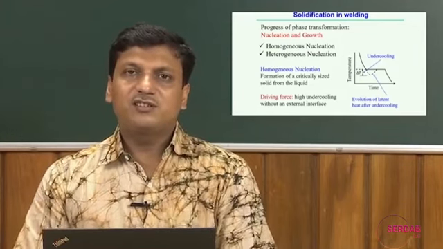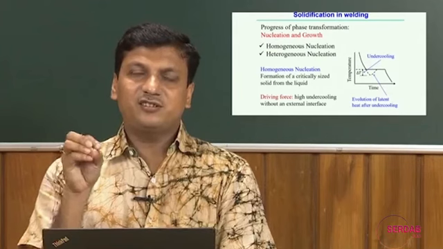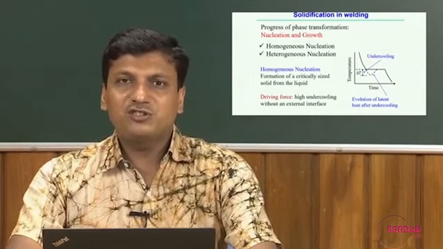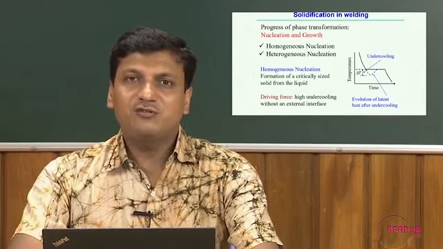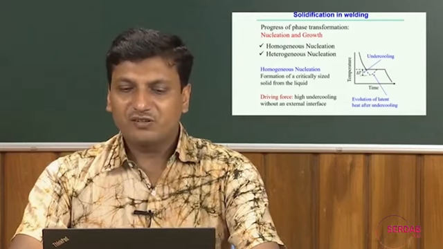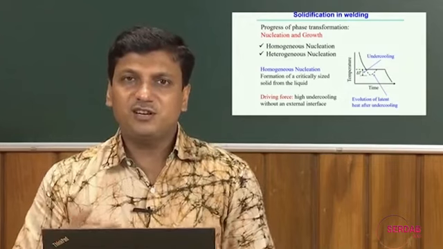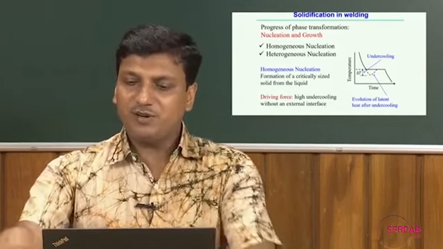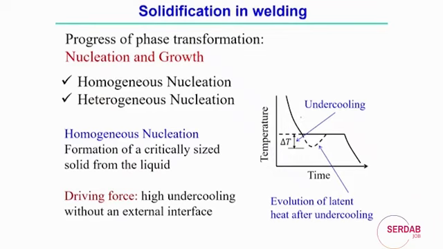Homogeneous nucleation starts with the formation of a critically sized solid from the liquid. The driving force for homogeneous nucleation is basically the undercooling, a high amount of undercooling without any external interface. So, the basic element of homogeneous nucleation is simply driven by the presence of undercooling, but how does the undercooling happen? If you look at this curve during the cooling process, this line indicates the melting point, the temperature that decides the transformation from the solid phase to the liquid phase or vice versa, liquid phase to solid phase.